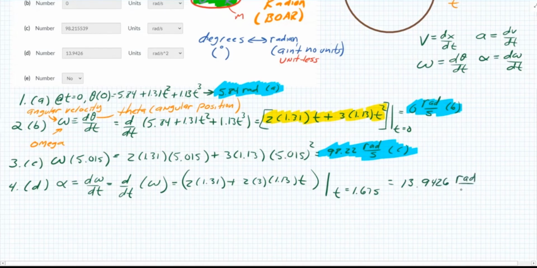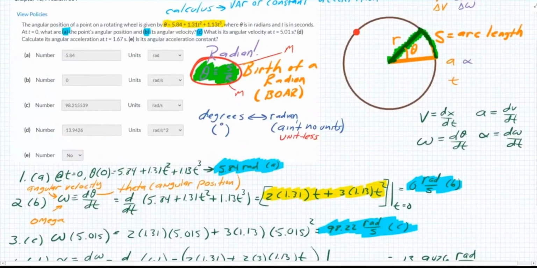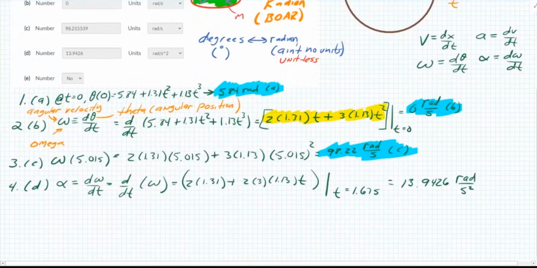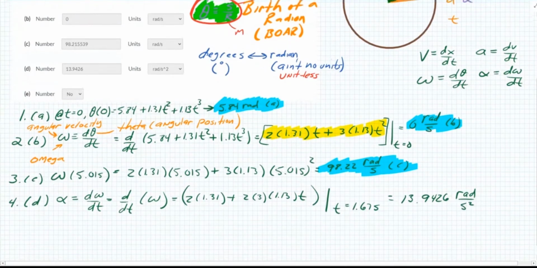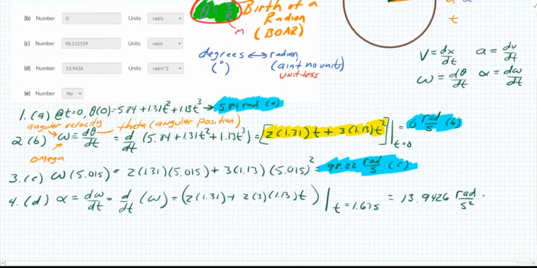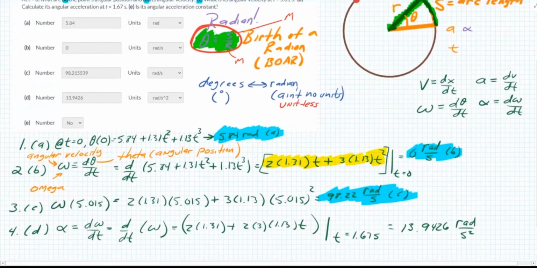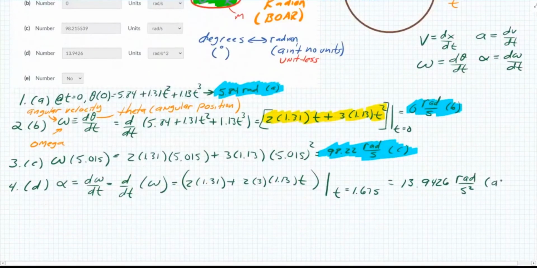Radians per second squared. Kind of like giving the cold shoulder to units. But maybe I'll just say, hey, I'm not spending any time on units, but don't forget to do dimensional analysis because that is a great way to keep out of physics jail. All right, so that was D. Radians per second squared. Not meters per second squared, radians per meter squared.